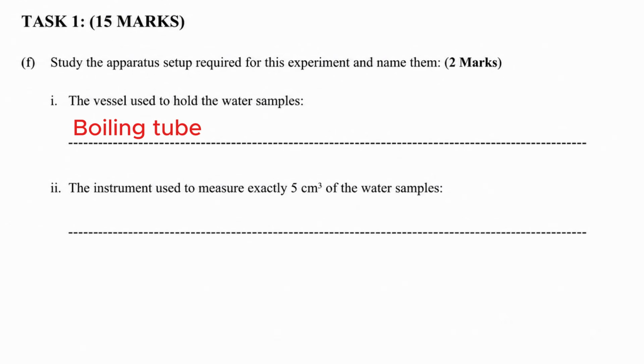Then number 2, the instrument used to measure exactly 5 centimeters cubed of the water samples. Now that is a measuring cylinder. A 5 centimeters cubed pipette may also be accepted because it measures the volume more accurately. So you can either say a measuring cylinder or a pipette.